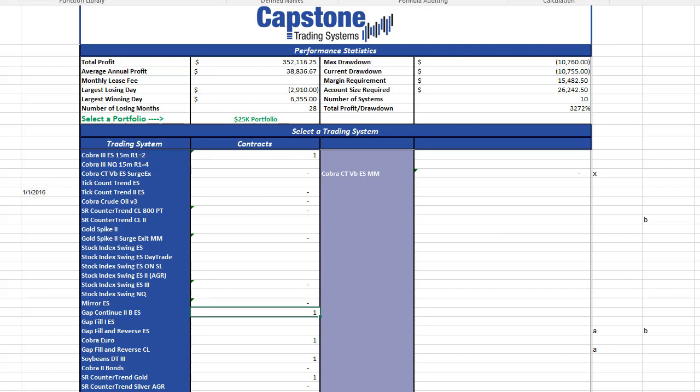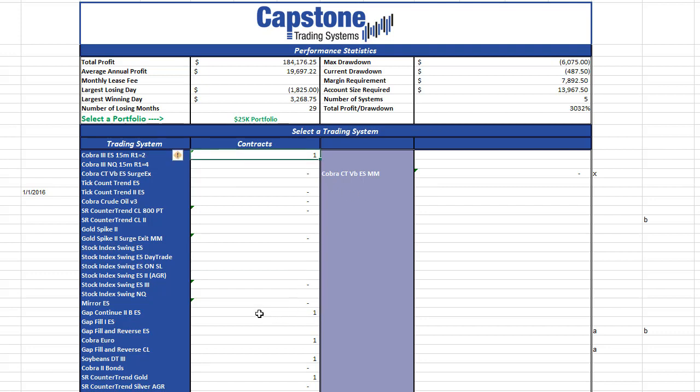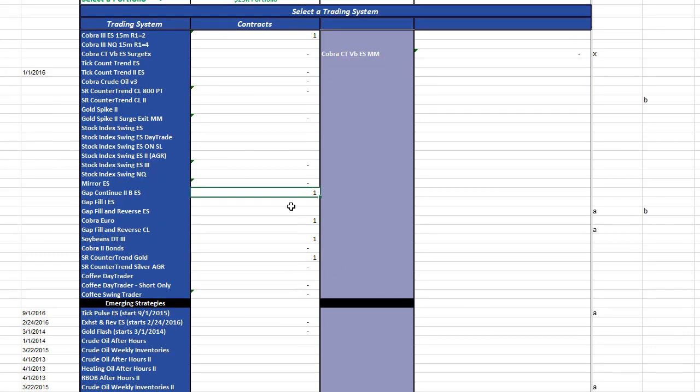Let's see, formulas, calculate now, and here is the core 5 strategies in the 25K portfolio. It's not exciting. It's only 5 strategies. You're left with Cobra 3, E-mini S&P, Gap Continue E-mini S&P, which is in our book 7 Trading Systems for the S&P Futures, released in 2010. Cobra 3 originally started in 2005, and the latest update, Cobra 3, was in 2009. Soybeans Day Trader 3 has been around. I can't even remember how many years I've had that. I have to go back and look.